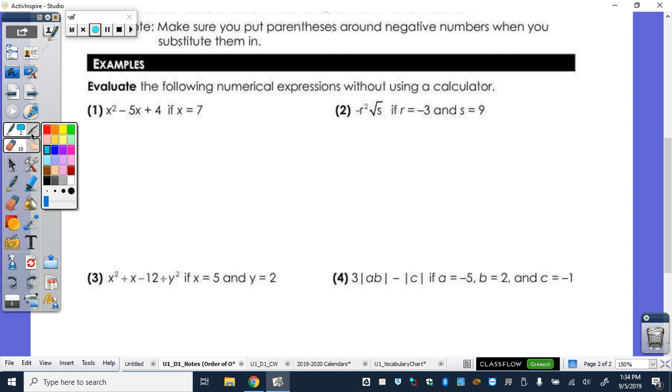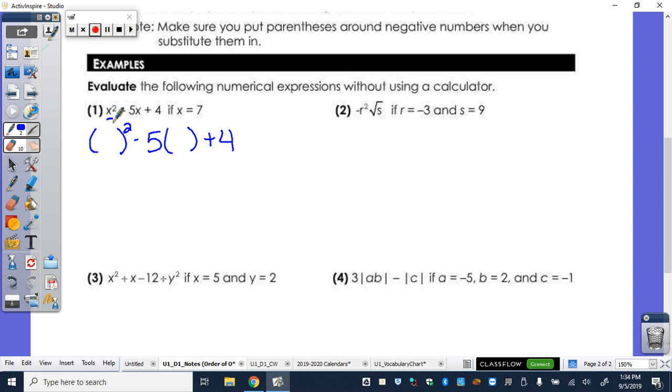So whenever I'm doing evaluating, I always tell students to first set up the problem, and anywhere you see the variable, put in a set of parentheses instead. So we got x squared, so I'm going to start off with parentheses squared minus 5 times parentheses plus 4. For problems like this, you probably don't need it, but for stuff we're going to be doing in February and March, this skill is going to be very useful, so it's good to practice it on the easier ones. And when we get to the more complicated stuff, it's ingrained in your brain.